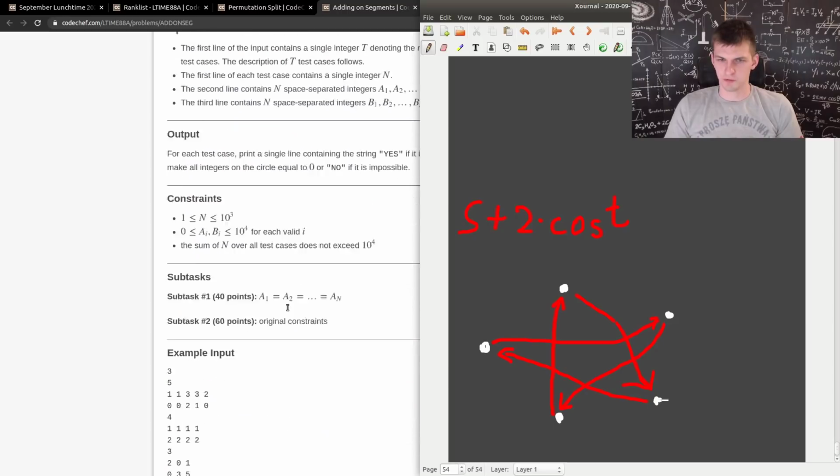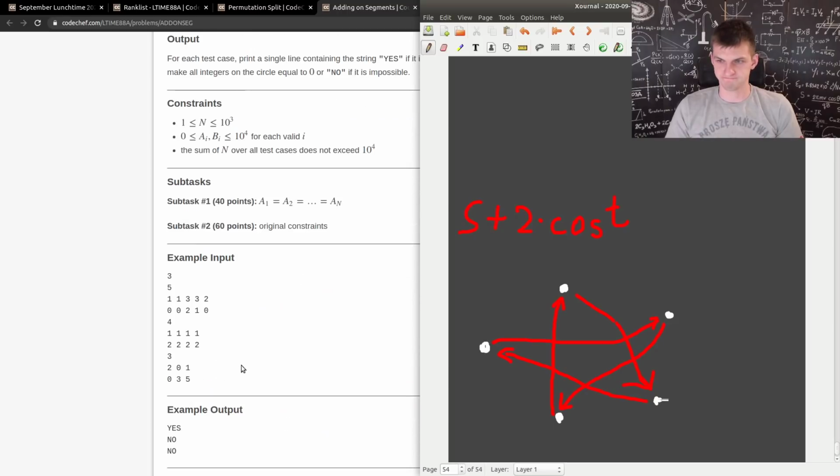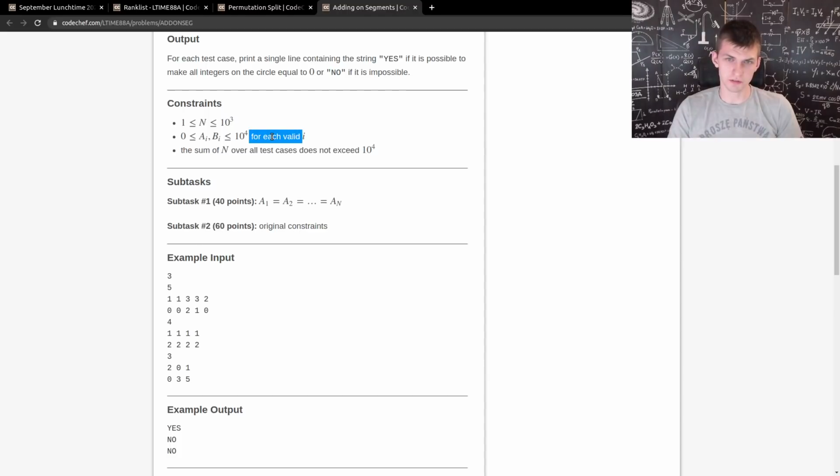Might be related to flows. Values a_i aren't huge, but a_i times n will be already too much.